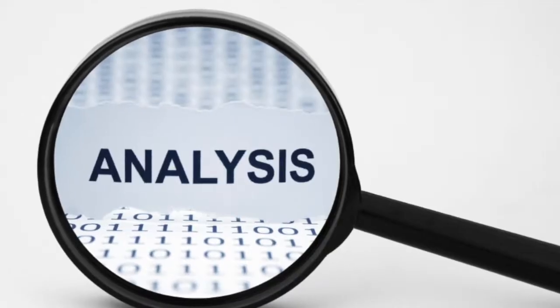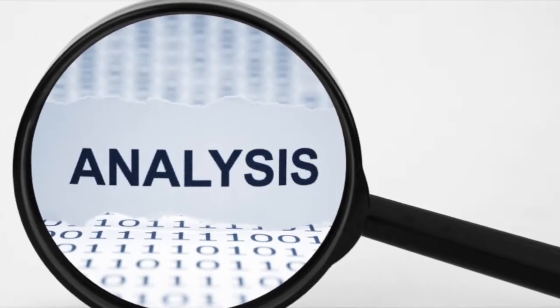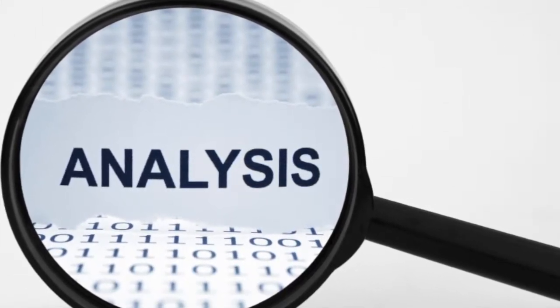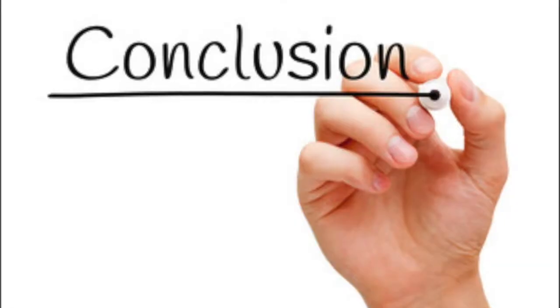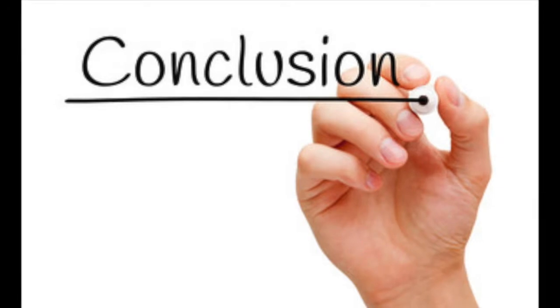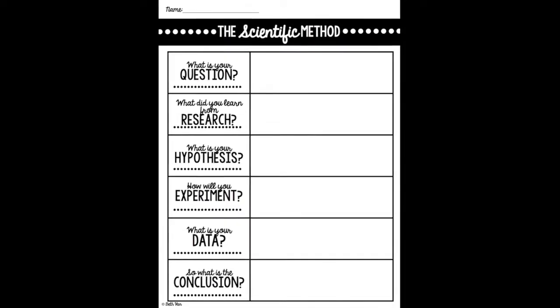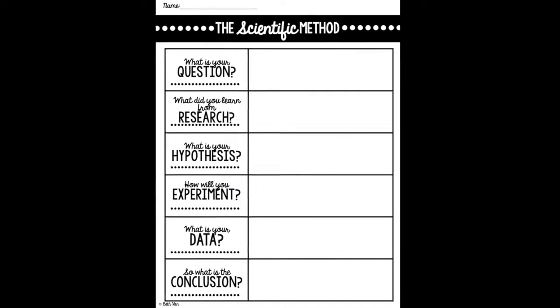Then the analysis. In the analysis, you should record what happened during the experiment. All your notations about what happened should be written in your analysis. And finally, your conclusion. In your conclusion, you should write if your hypothesis was wrong or correct. You write down what you found out about the experiment and what you thought about it. So you now know the different steps of the scientific method. Do you know what they stand for?